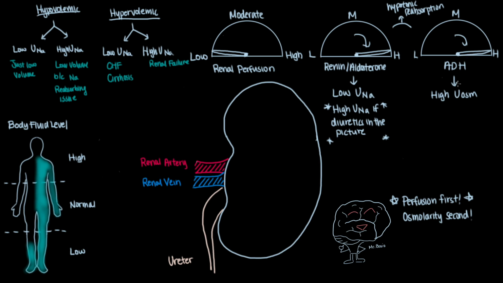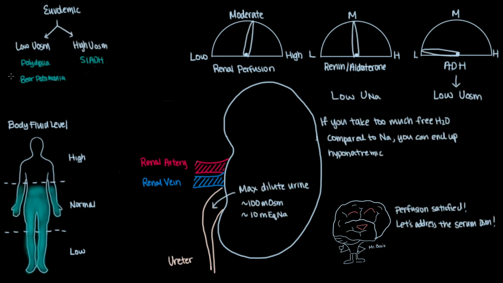Increased ADH leads to increased urine osmolarity, and it's possible to simultaneously have a decreased urine sodium and an increased urine osmolarity, since urine osmolarity is the total osmolar concentration of the urine solutes, and sodium is just one of those solutes. You can have an increased urine osmolarity if there are other things like potassium, calcium, magnesium, bicarb, all those other things in your urine.